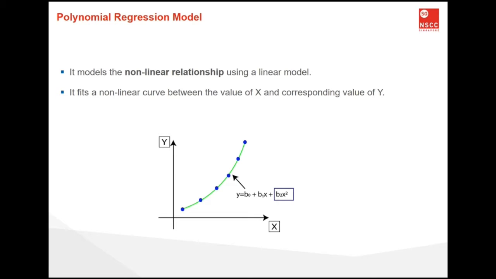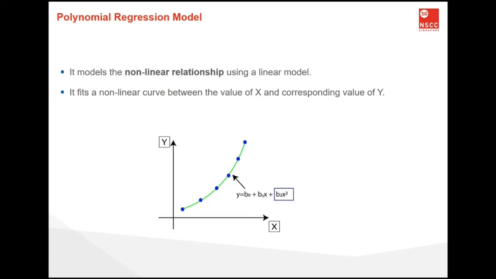The second regression model I'm going to talk about is called the polynomial regression model. Polynomial regression is a type of regression which models a nonlinear dataset using a linear model. It is similar to multiple linear regression, but it fits a nonlinear curve between the value of x and corresponding conditional values of y. Suppose there is a dataset which consists of data points which are present in a nonlinear fashion. For such a case, linear regression will not best fit those data points. In order to cover such data points, we need polynomial regression.